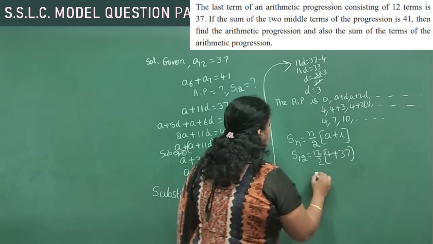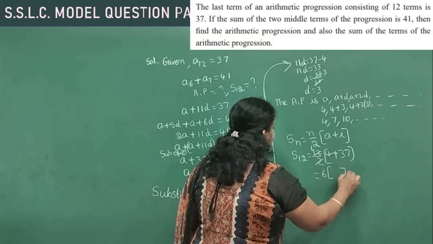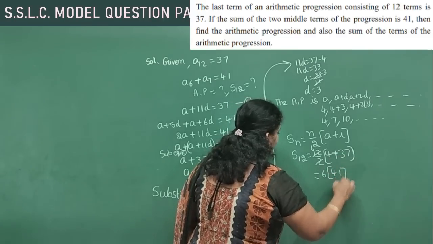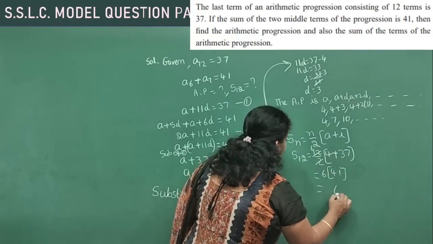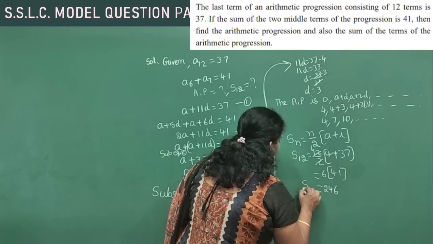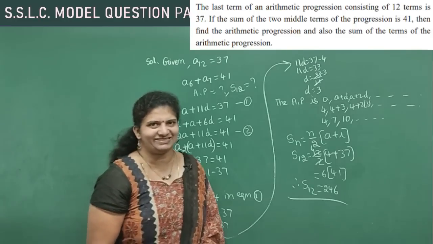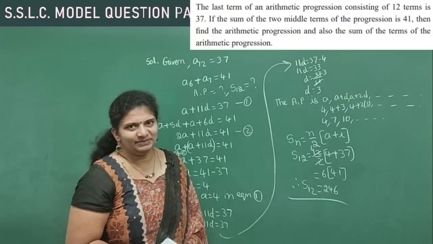37. 12 by 2 it will be 6. 37 plus 4 it will be 41. Multiply. 6 ones are 6, 6 fours are 24. Therefore, the sum of 12 terms is 246. So, this is your answer.